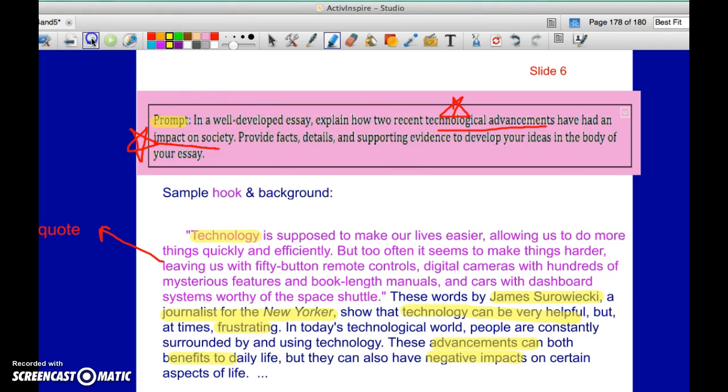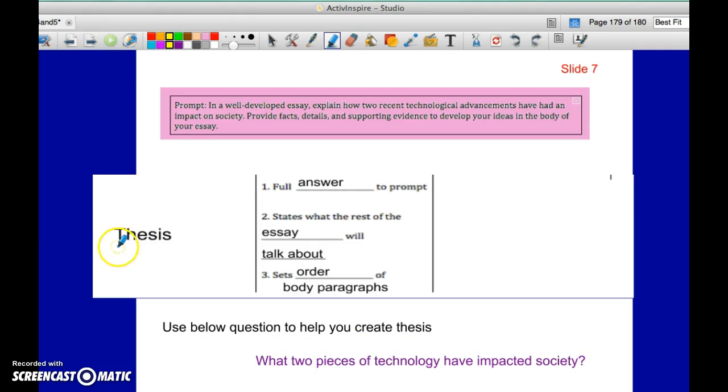The last piece of our introductory paragraph is our thesis, and we talked a lot about thesis statements today in class. A quick review, and you do not need to take notes on this slide at all, is that thesis statements are the full answer to the prompt. It tells what the rest of your essay will be about, and it sets the order of your body paragraphs. You should have, by now, already submitted your thesis on the Google form.